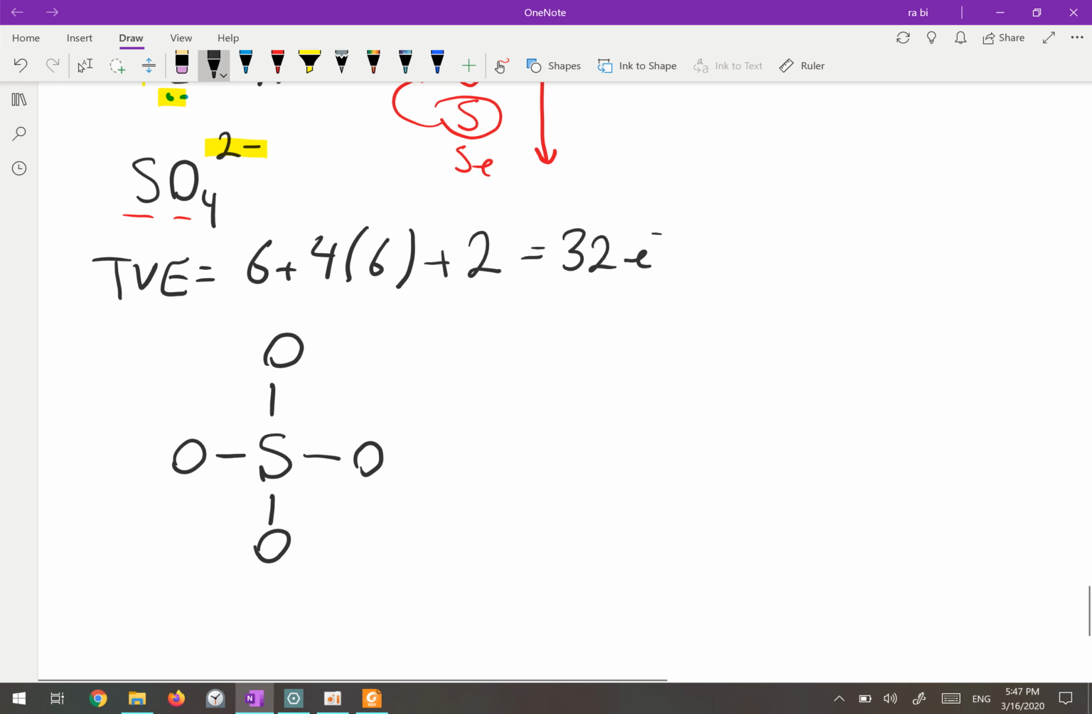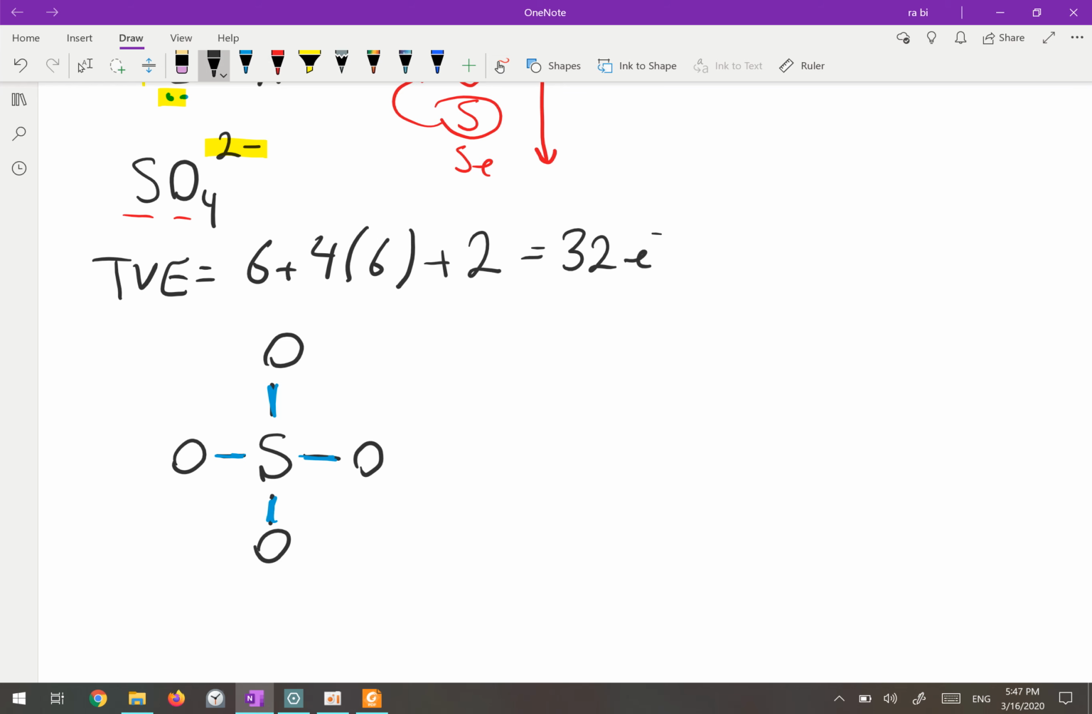Okay. Now we have to make all of the atoms octet. For the sulfur here, it has 2, 4, 6, 8. So it has its 8 electrons. It's already octet, so we don't need to do anything for that.